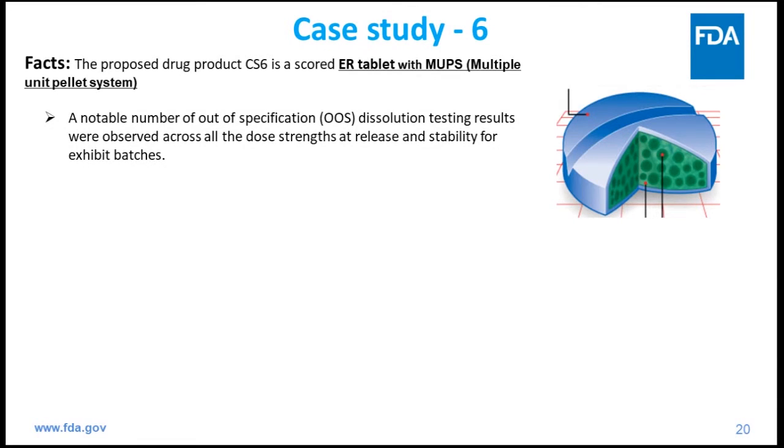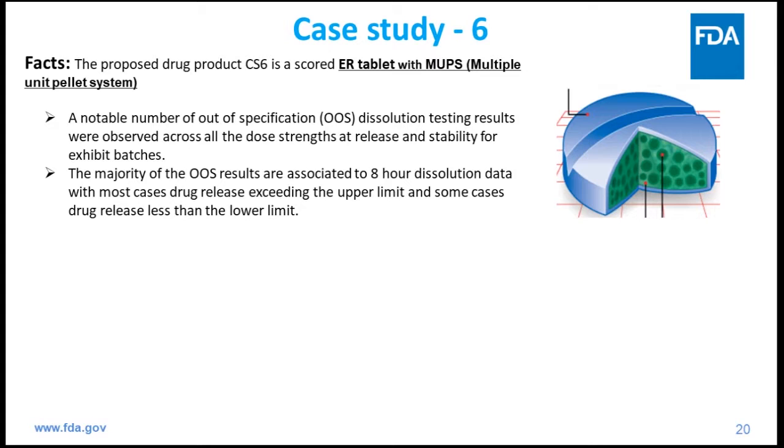What we found in their application is a noticeable number of OOS in dissolution across all strengths, in release and stability, for exhibit batches. The majority of OOS results are associated with 8-hour dissolution data, with most cases drug release exceeding the upper limit and some less than the lower limit. So it's pretty random.